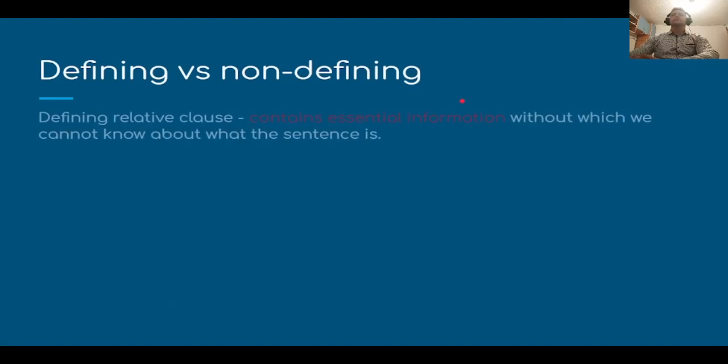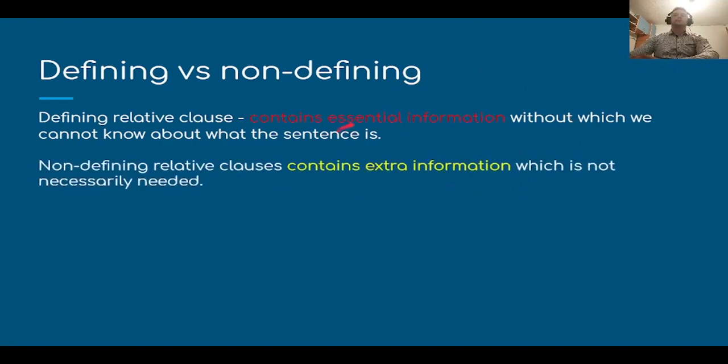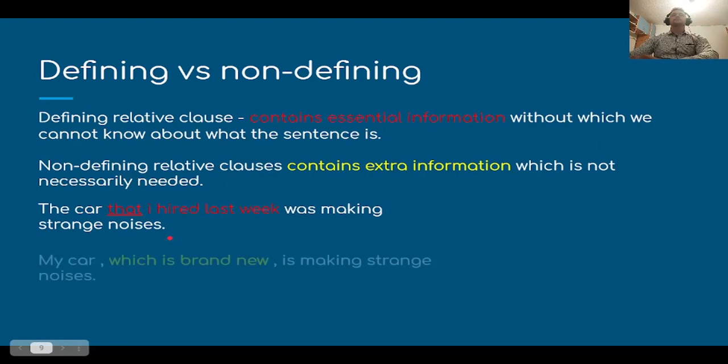let's summarize this. The defining relative clauses contain essential information, without which we cannot know about what the sentence is, whether it's a thing or a person. Or, in the non-defining relative clauses, we have extra information which is not necessarily needed. So, as we said in the examples before, we have the car that I hired last week was making strange noises, and my car, which is brand new, is making strange noises.